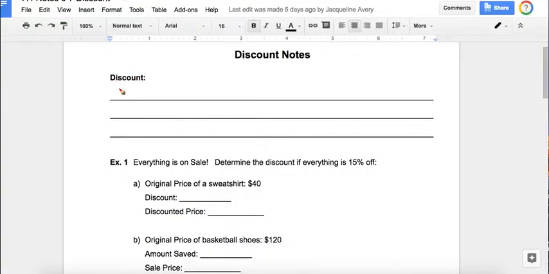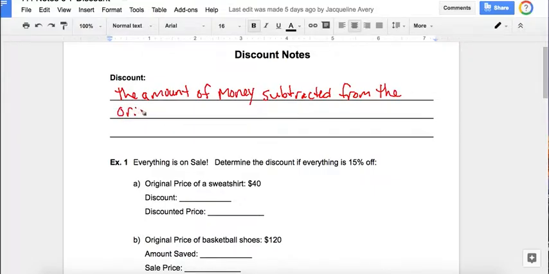So discount is the amount of money subtracted from the original price.